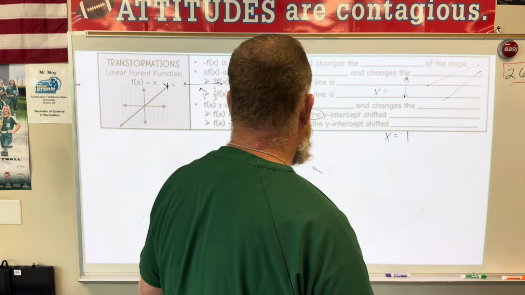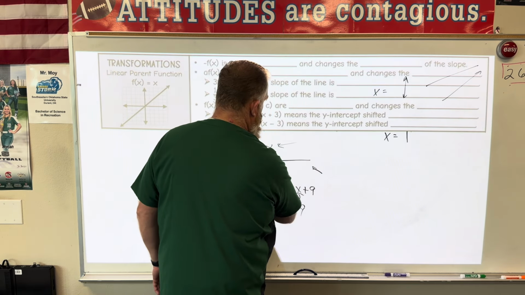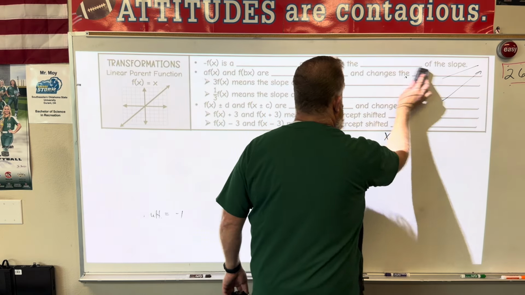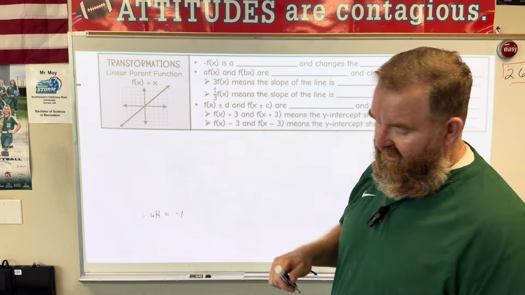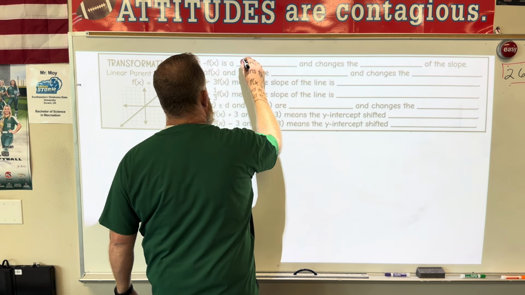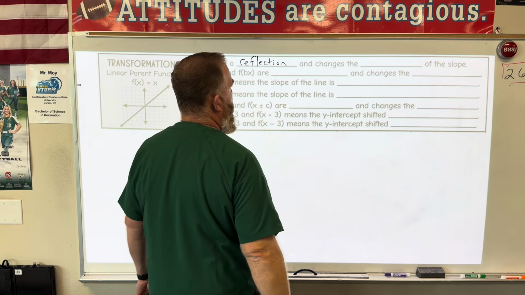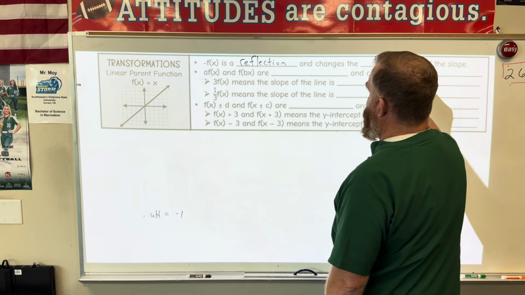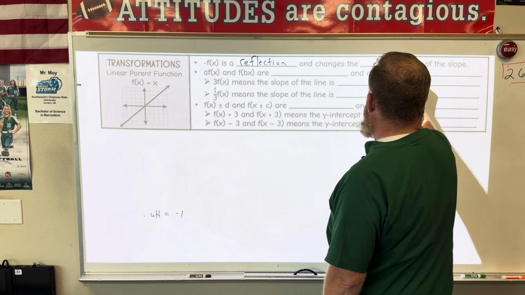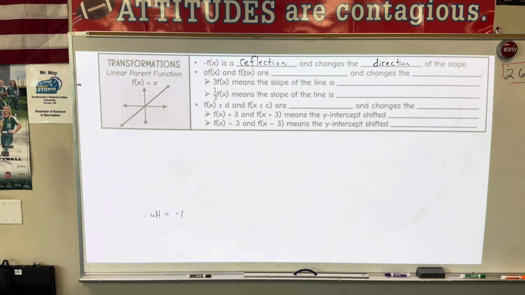All right. Moving on. Transformations. Negative f(x). Okay, so negative f. So we have a lot of information. Transformations. All right, I want to make sure I have all the wording. Negative is a reflection. And it changes the direction of your slope. Okay, it changes the direction of the slope. Okay, in other words, like negative y.